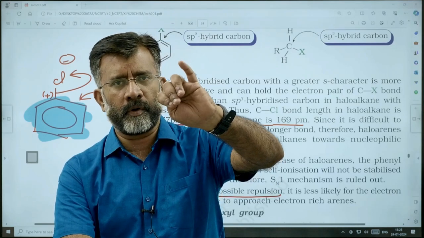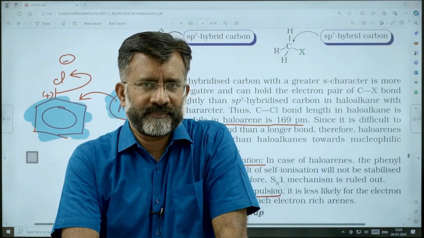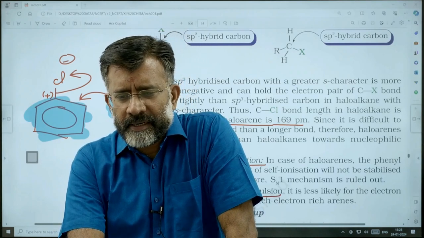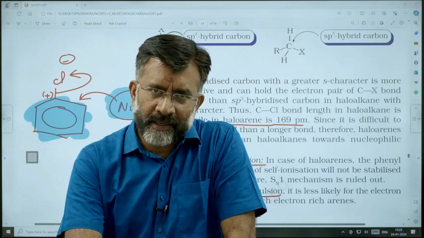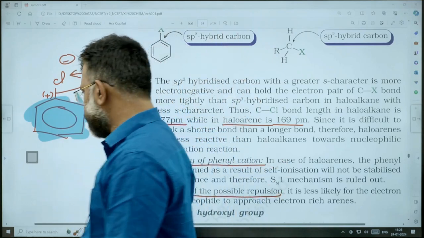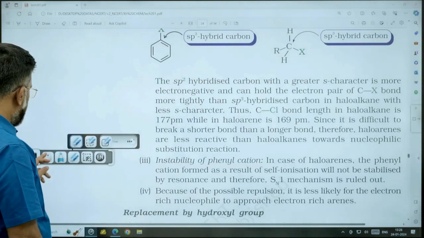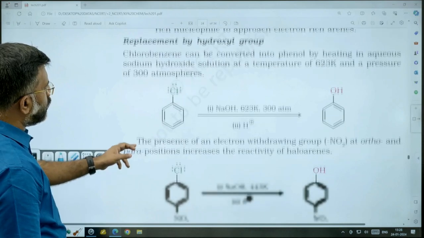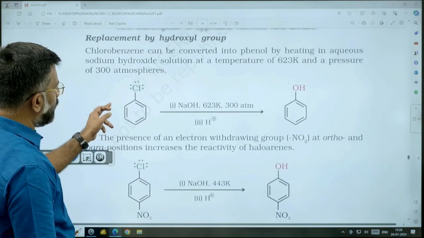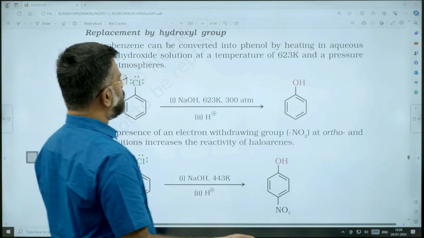And number four, a repulsion with the nucleophile. Which doesn't mean they don't give the reaction. They may give the SN reaction only under elevated conditions. You see how they give SN reaction? This is an SN reaction, but the reaction happens only under drastic conditions.